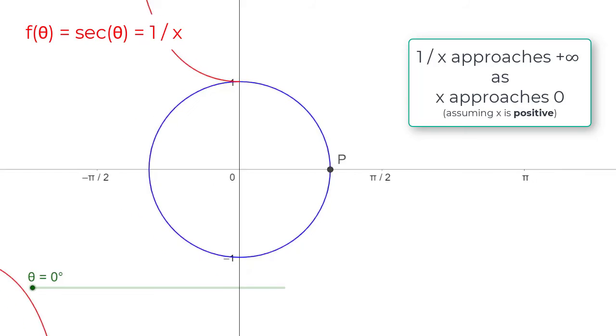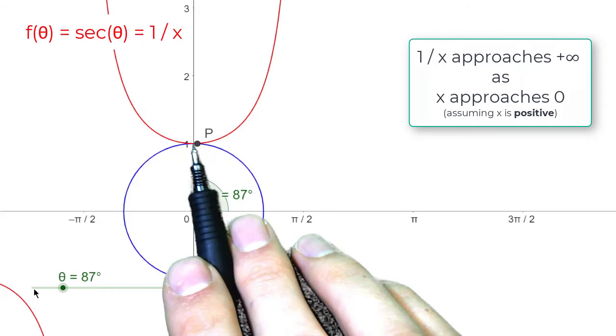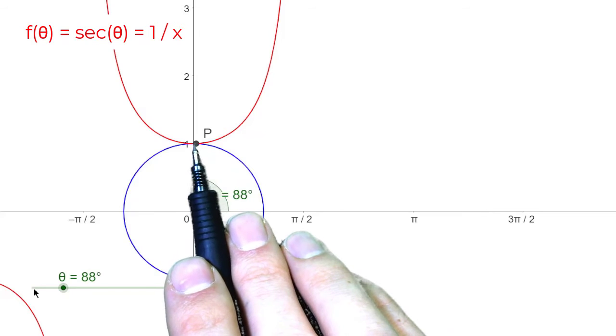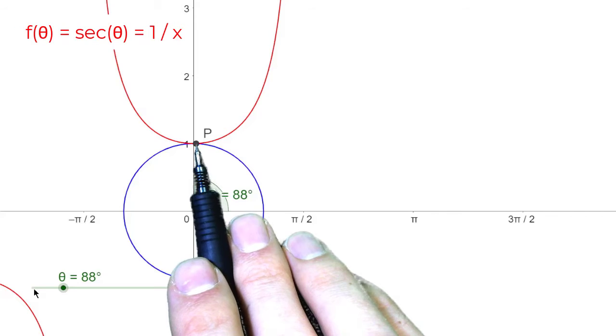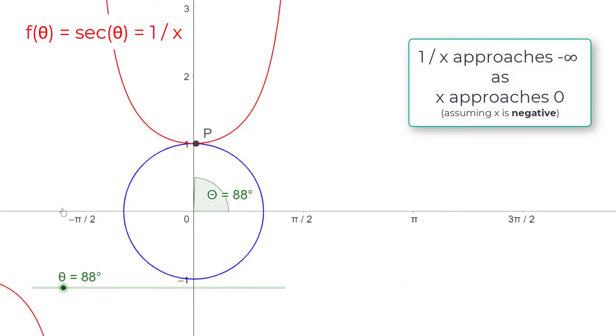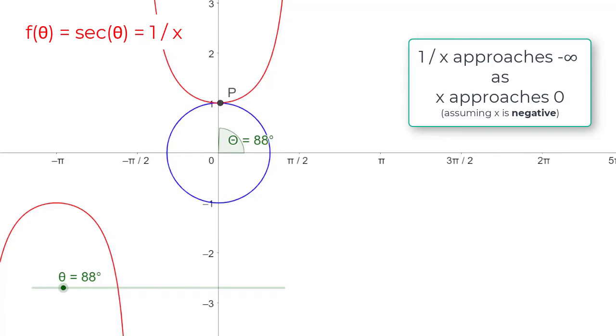So I'm going to need to zoom out to really see this. And as we increase this angle here, there goes the graph, increases to infinity. Now when I go past 90 degrees, or pi over 2 radians, the x-coordinate of this point will become negative. So now it's going to be negative and near 0, so the graph is going to be near negative infinity. So we should see this graph come up from negative infinity.